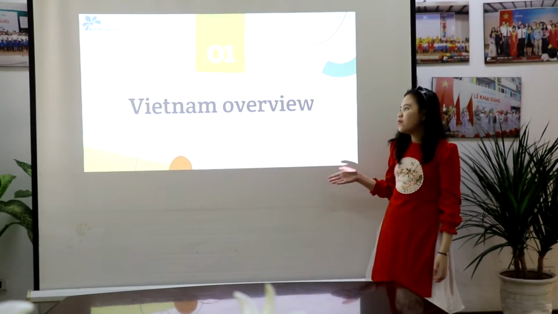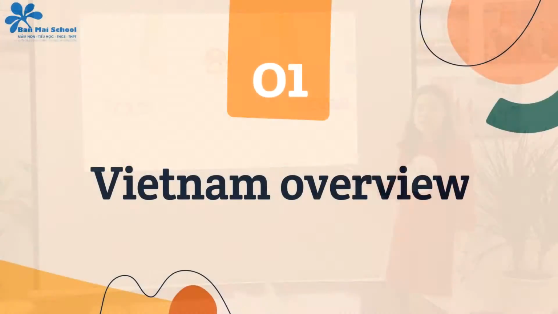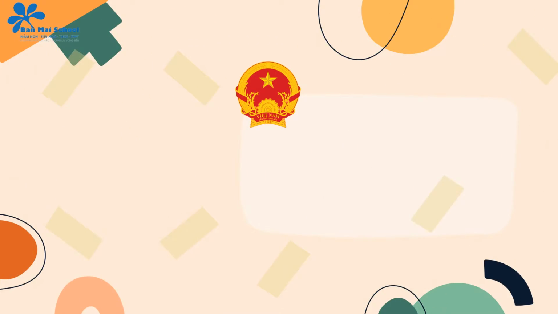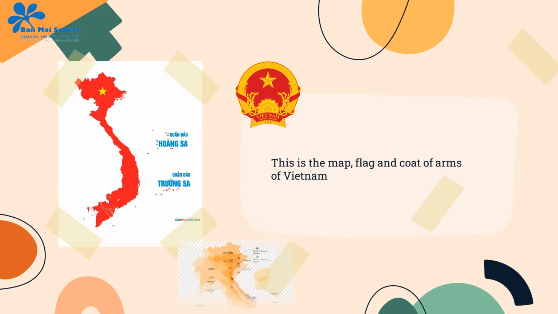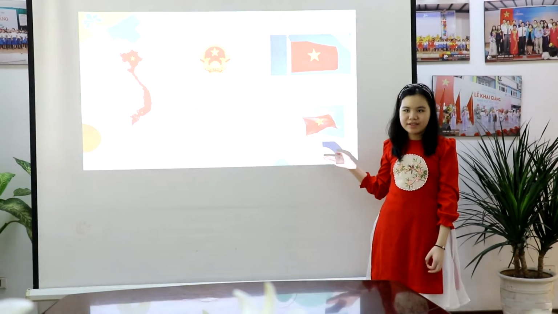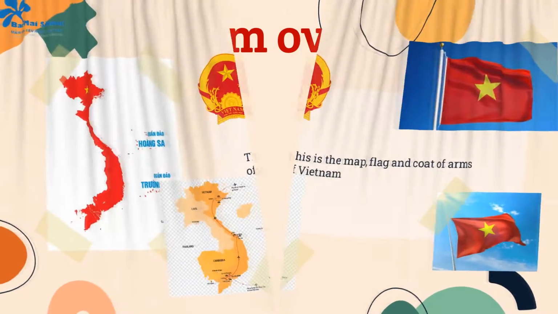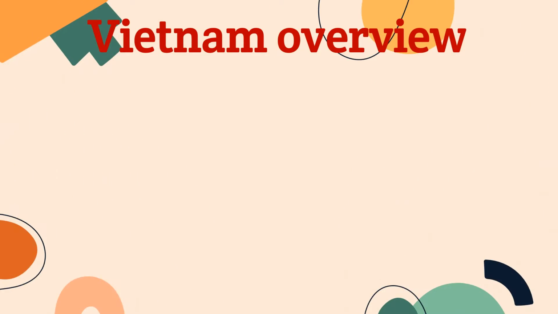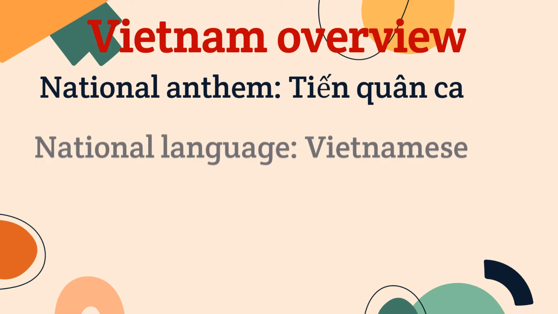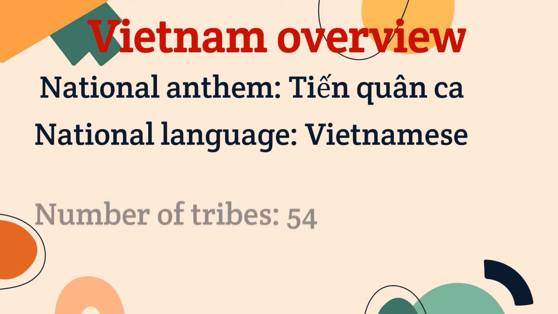Now, let's move to Vietnam overview to understand Vietnam more. As you can see, this is the map, flag, and coat of arms of Vietnam. The Vietnamese flag is red and it has a yellow star at the center. And the national anthem of Vietnam is named Quốc Ca, and the national language of Vietnam is Vietnamese.